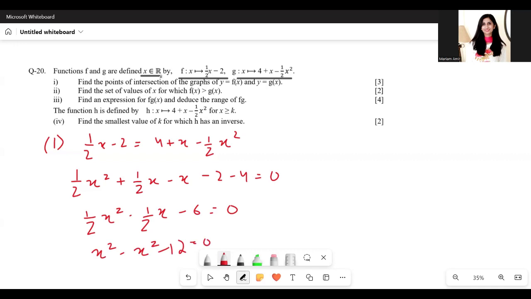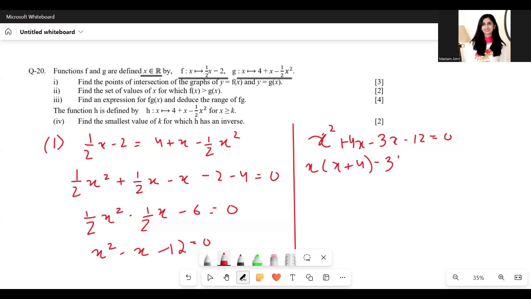I'm going to solve this using middle term breaking. So it's going to be x squared plus 4x minus 3x minus 12 is equal to 0. x common, x plus 4, minus 3 common, x plus 4 equals 0. x minus 3, x plus 4 equals 0, x equals 3, and x equals negative 4. These are the values of x of the points of intersection, 3 and negative 4.